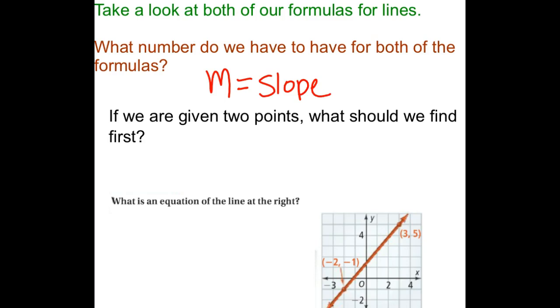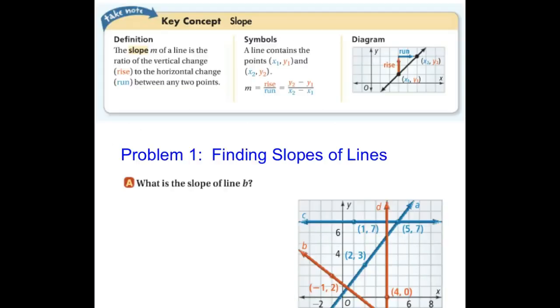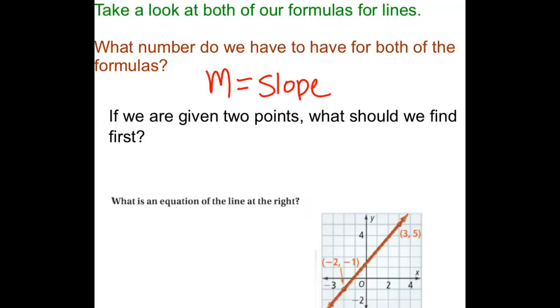Just a quick refresher, I'm going to jump back to there. We talked about it and said, here's the formula for slope. It's rise over run, change in the y's over the change in the x's, or y2 minus y1 over x2 minus x1. And the notes ask you a question back here. It says, if we're given 2 points, what should we find first? Sometimes I don't give you the intercept and things like that. So if you're just given 2 points, the first thing you want to find is your slope. That's the first thing that you need. So I'm going to write that down, because slope is necessary for both equations.